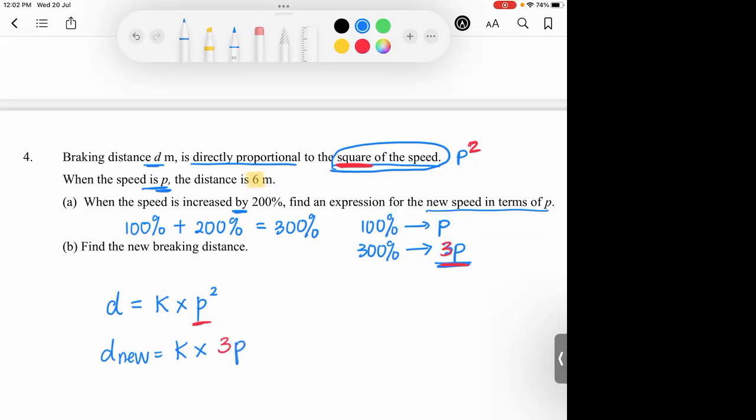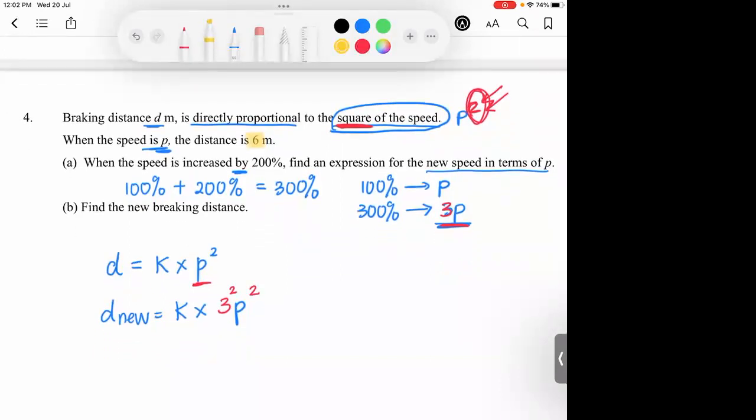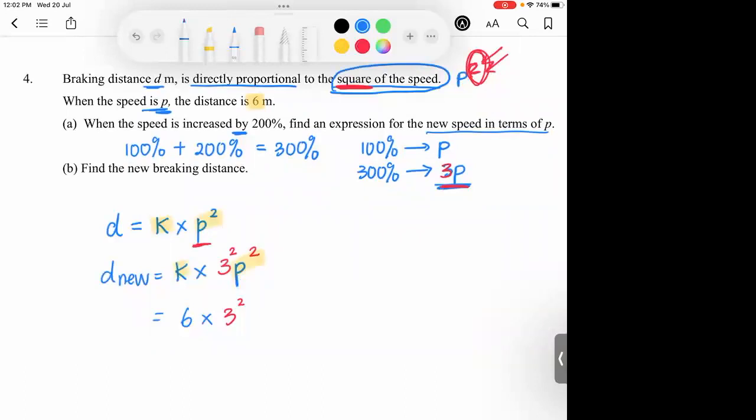But remember, what do we need to do to it? What do we need to do to the P and the number 3? Anyone knows? There's something down here. Yes, we need to square the 3, square the P. Then they tell me the distance is 6. That means this whole thing is all 6. So what do I do now? I take 6 times 3 squared. Then I calculate my number. 6 times 3 squared, 9 times 6, 54 meters.